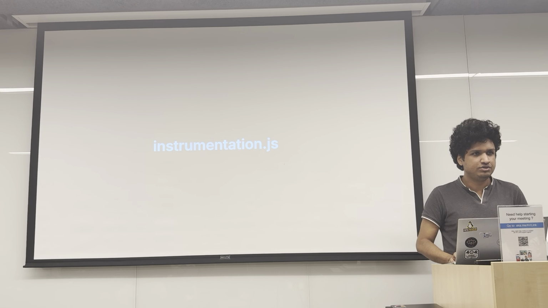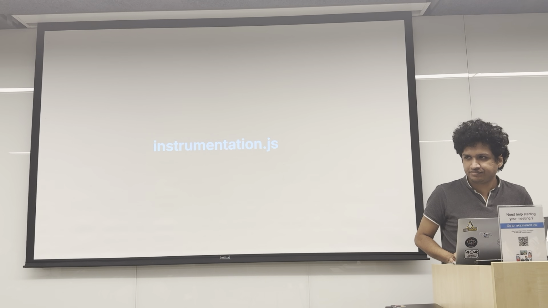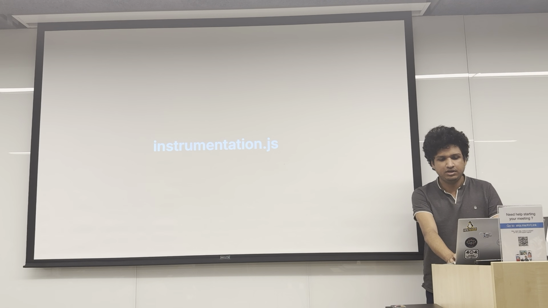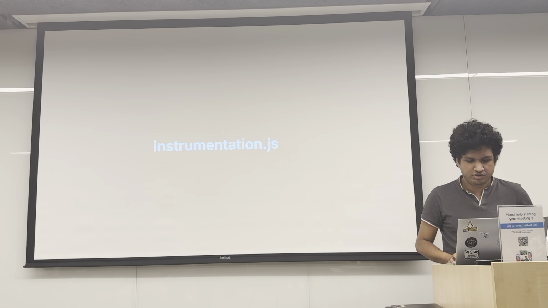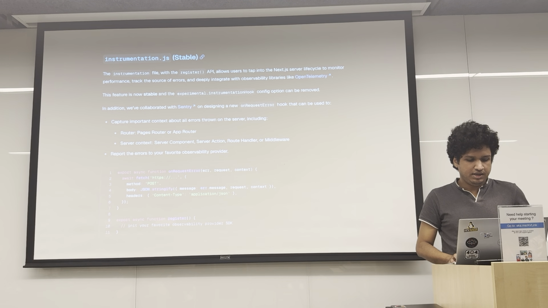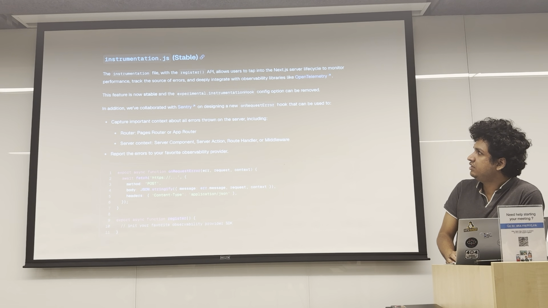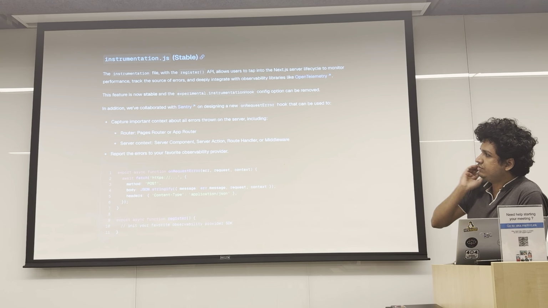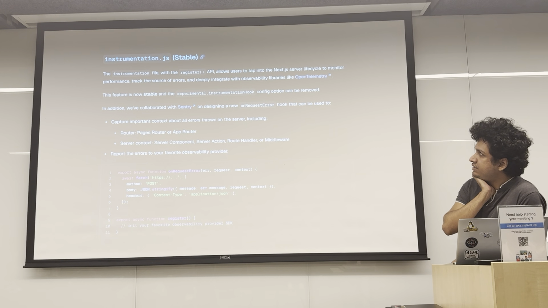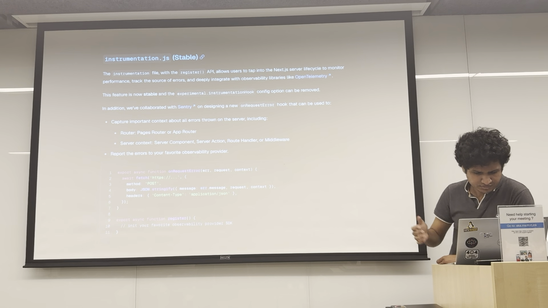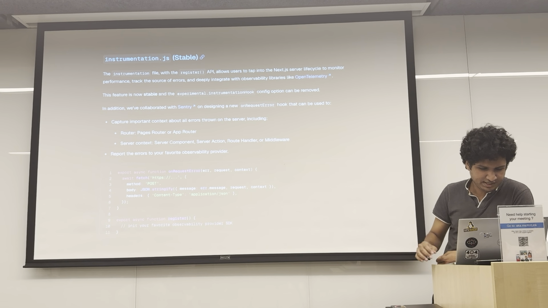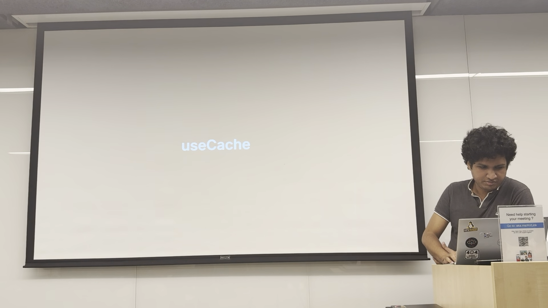So has anybody used middleware file in Next.js? Yeah. So they have created this new file called instrumentation.js, which is mostly for your analytics code or your Sentry code, all things like that. And what happened is middleware used to get very bulky and it used to run a lot, like slow down a lot. So they created a new thing just for telemetry and error reporting. So this is also stable.